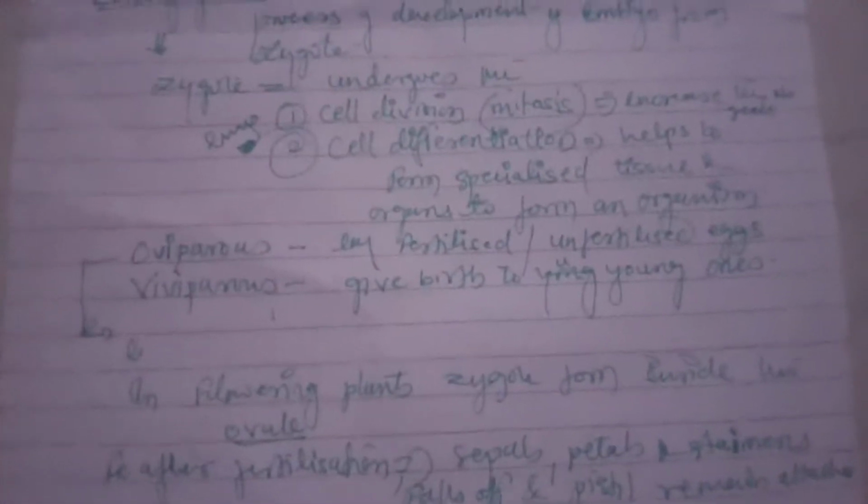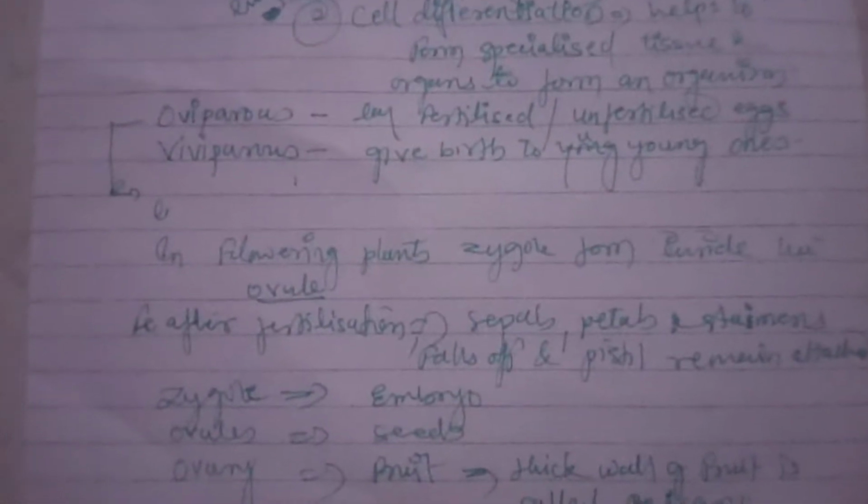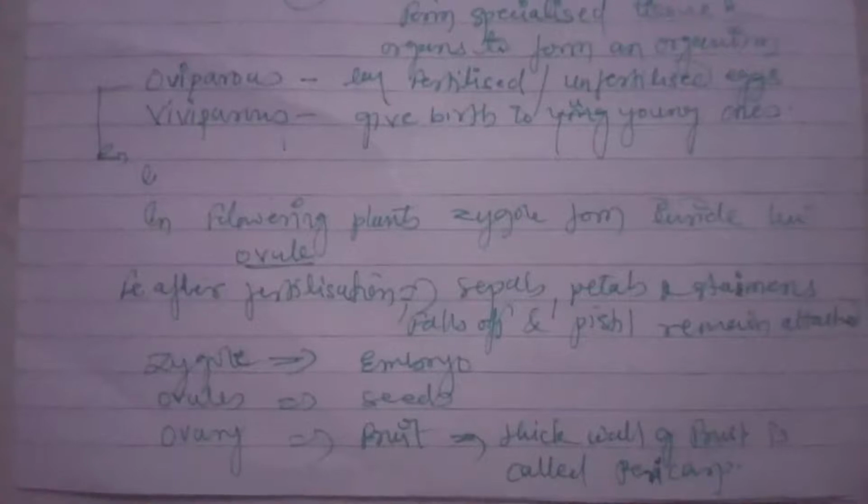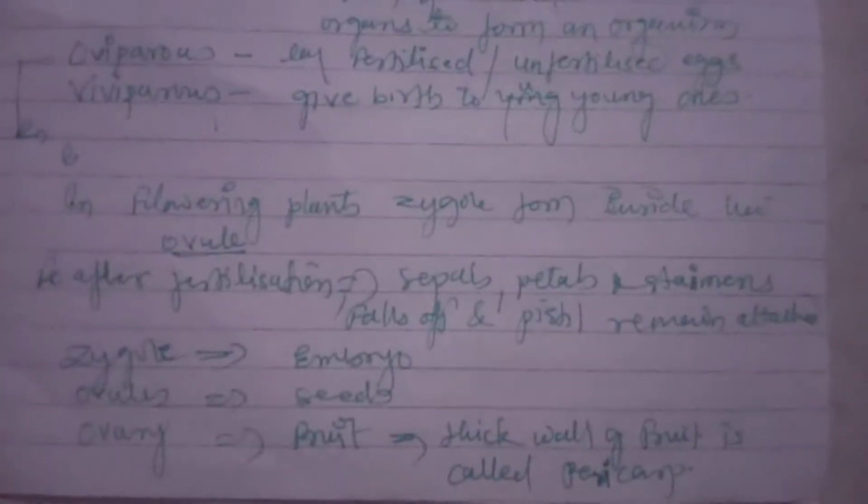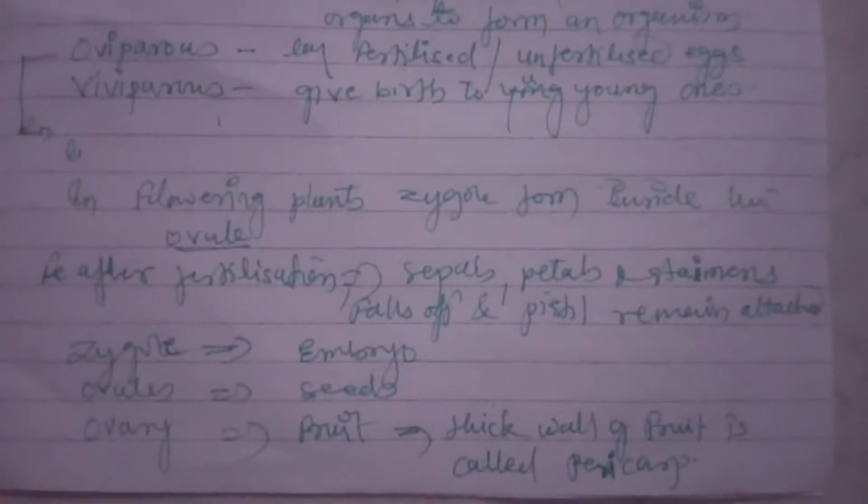Then oviparous, viviparous: differentiate between oviparous and viviparous may come. Then the zygote is developed into embryo, ovule is developed into seed, ovary is developed into fruit. And sometimes the question asked is, define pericarp. So these are the things.